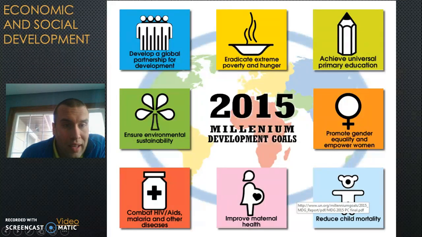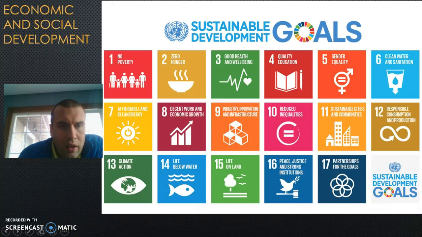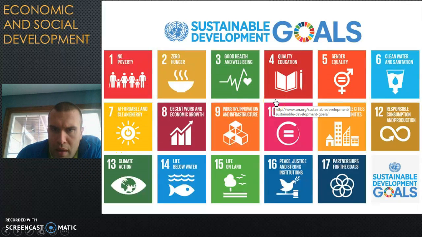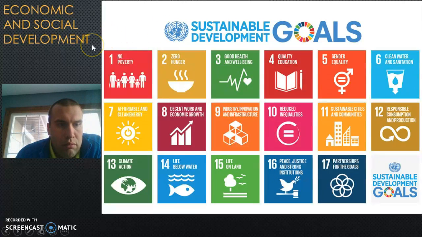2015. So in 2015, they made the Sustainable Development Goals. And some of the goals are very similar, and some of them are new ones, like industry, innovation, and infrastructure. Life below water is new. Peace, justice, and strong institutions. And what you were really looking for is, hey, how can we work to develop the world?